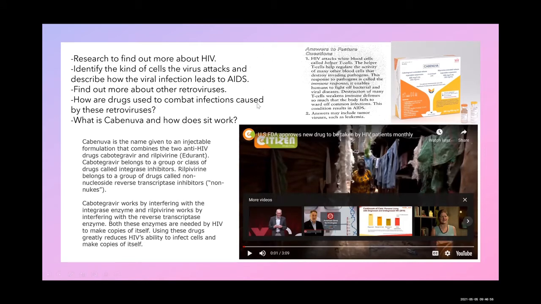Your assignment was to research to find out more about HIV, identify the kinds of cells the virus attacks, and describe how the viral infection leads to HIV/AIDS. Find out more about retroviruses, how drugs are used to combat infections caused by these retroviruses, what is Cabenuva, and how does it work? Oh, does it work?